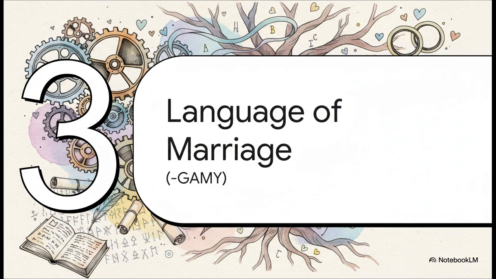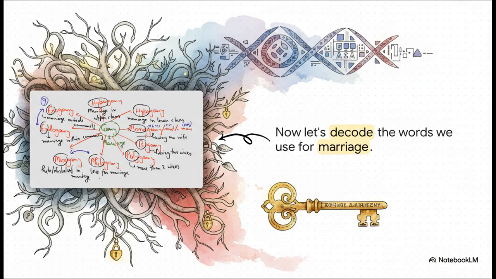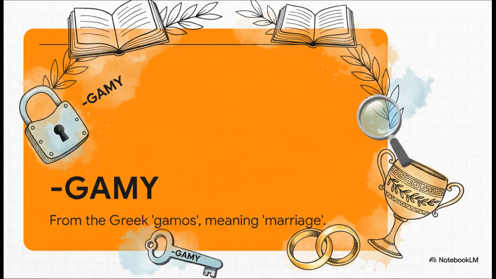All right, enough about killing. Let's shift gears completely and decode the language of marriage. We're going to apply the exact same code-breaking skills to the root gamy to prove this method is totally universal. Now this next map might look a little complicated at first, but I promise you, by the end of this section, it's all going to make perfect sense. We are about to crack the code on the language of marriage. Our new key is the root gamy. This one comes from the Greek word gamos, and it simply means marriage. So any word you see ending in gamy is about marriage. It's really as simple as that.